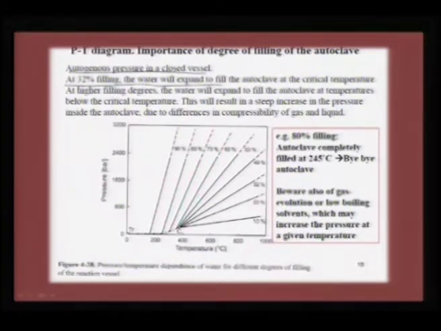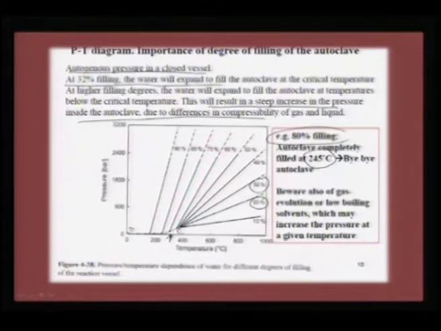So, this will actually result in a steep increase in pressure inside the autoclave due to differences in compressibility of gas and liquid. For example, you take the case of 80% filling of autoclave, then at 245 degrees C, we are somewhere here, we can actually blow up the autoclave. So, optimum filling is somewhere around 20-30%, where you see the pressure is not steeply increasing, it is moderately increasing, therefore you have a fine control over the pressure buildup inside the vessel.